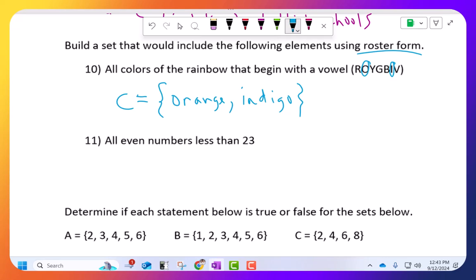Okay, now this next one on number 11 wants all even numbers less than 23. So I'm just going to use E for even. E equals, put in my set notation, and then I'm going to list all the even numbers less than 23. So 2, 4, 6, 8, and once you've established your pattern, you can just put 3 little dots there, and then put in the last even number less than 23, and then put in your set notation.